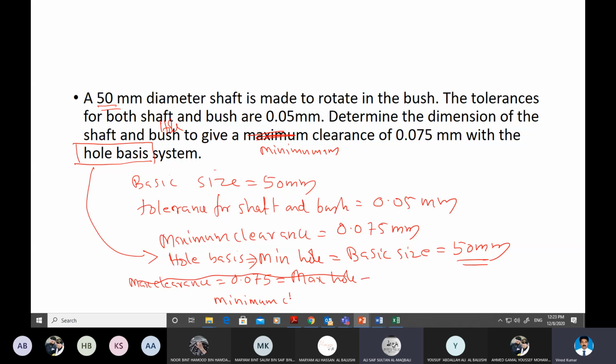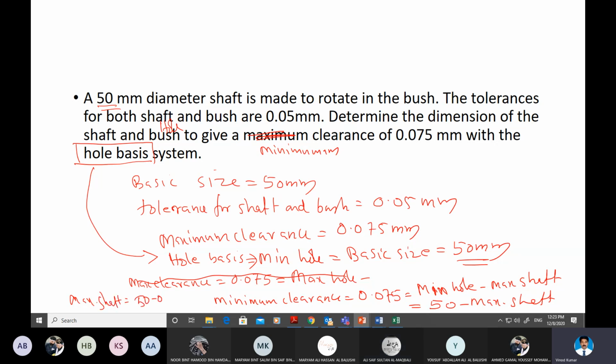Minimum clearance equals 0.075, which is equal to minimum hole minus maximum shaft. The minimum hole is the basic size, 50, and the maximum shaft we can calculate from here. So what is the maximum shaft? Maximum shaft is equal to 50 minus 0.075.